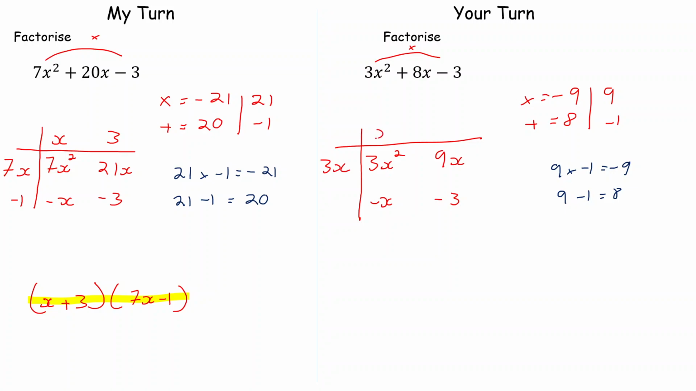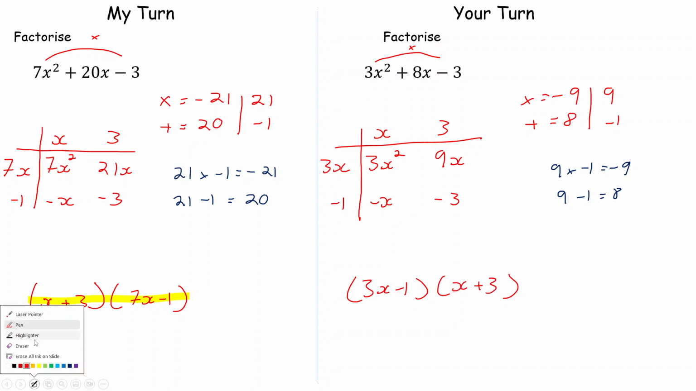And 3x times x gives you 3x squared. 3x times 3 gives you 9x. x times negative 1 gives you minus x. And negative 1 times 3 does give you minus 3. So perfect. That is going to be correct. And your two brackets in any order, let's just go for 3x take away 1, first of all. And you've got x, and it's a 3. So x plus 3 is your answer.